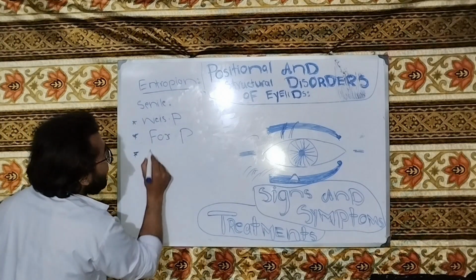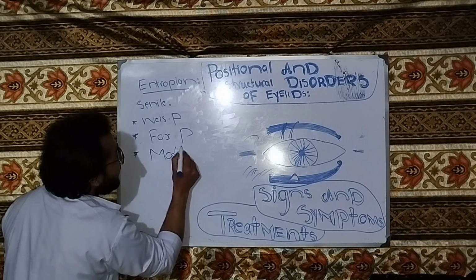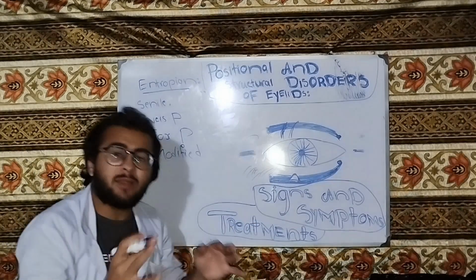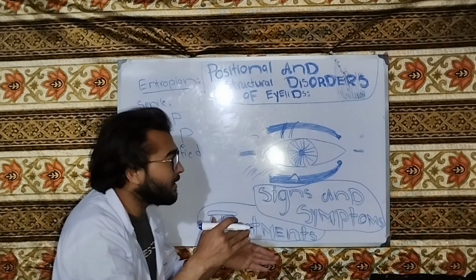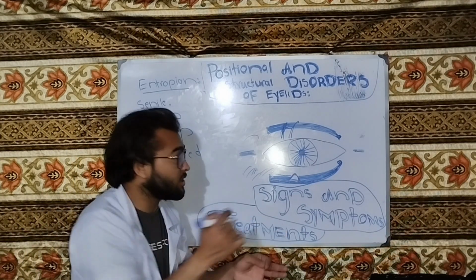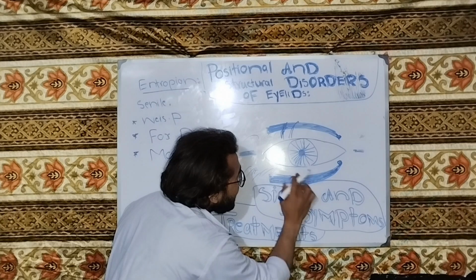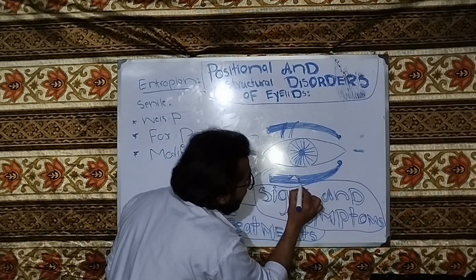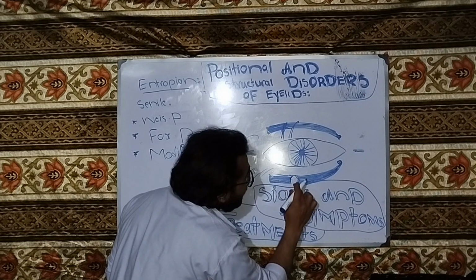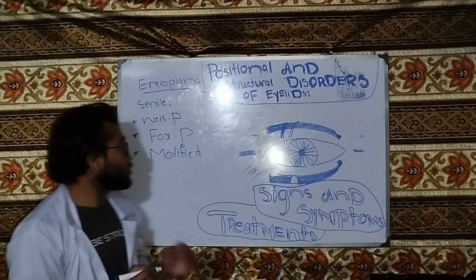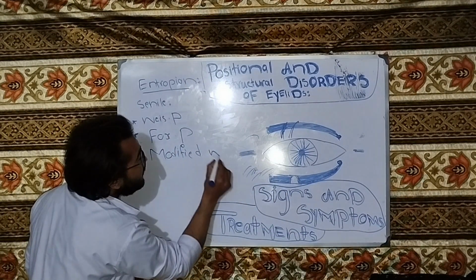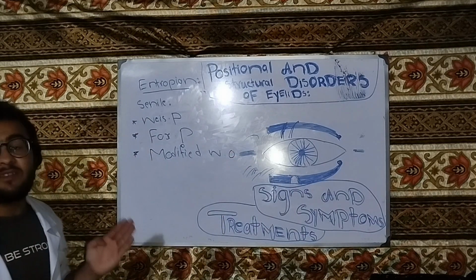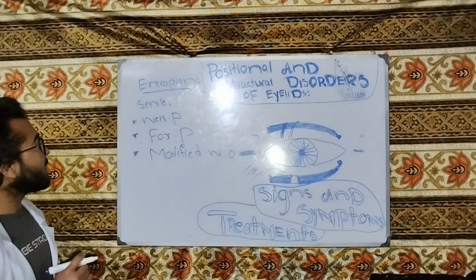The third one is the modified Wheeler operation. In modified Wheeler operation, there is the resection of a triangular portion, but now we will spare the conjunctiva and we will remove a triangular portion of the tarsus and the overlying palpebral portion of the orbicularis oculi. So this is the modified Wheeler operation. These were the treatment options for the senile entropion.